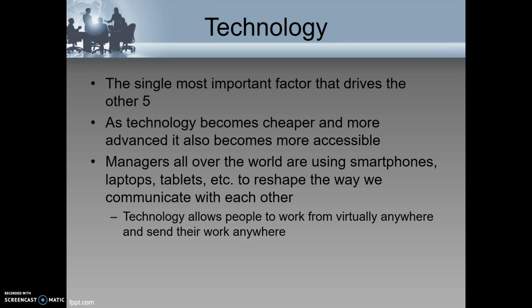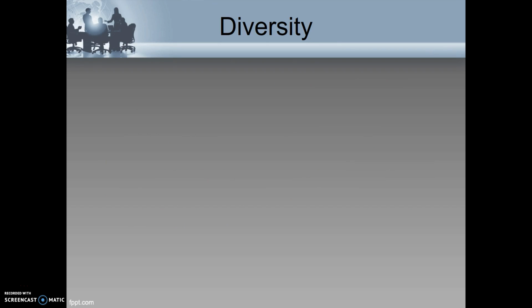Managers all over the world are starting to use smartphones, laptops, tablets, and so on in order to change the way that we're communicating with each other. This technology allows people to work from virtually anywhere and send their work to anywhere else, thus promoting things like globalization, intellectual capital, and so on.